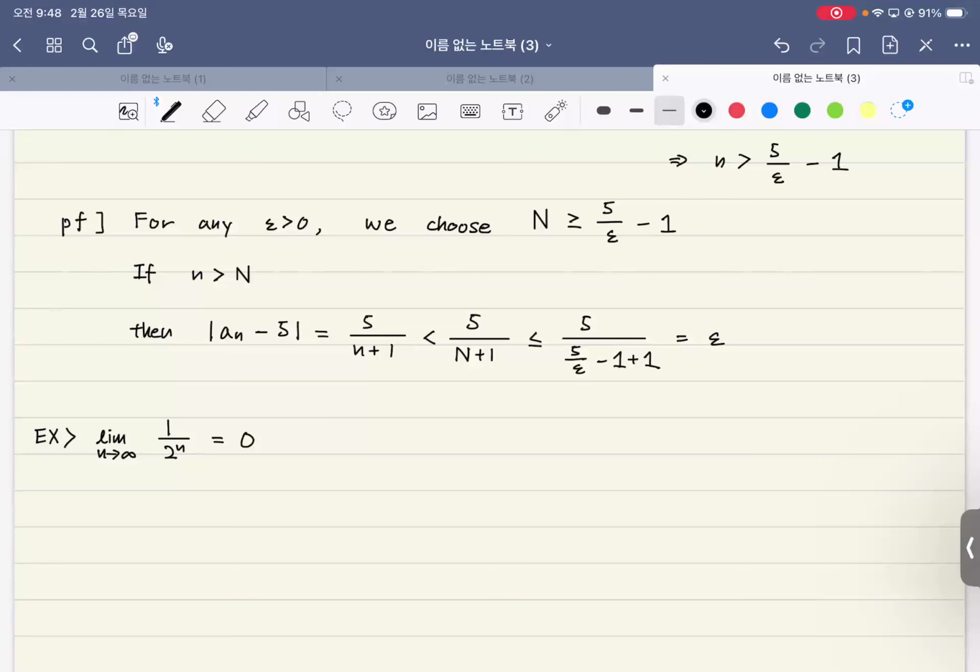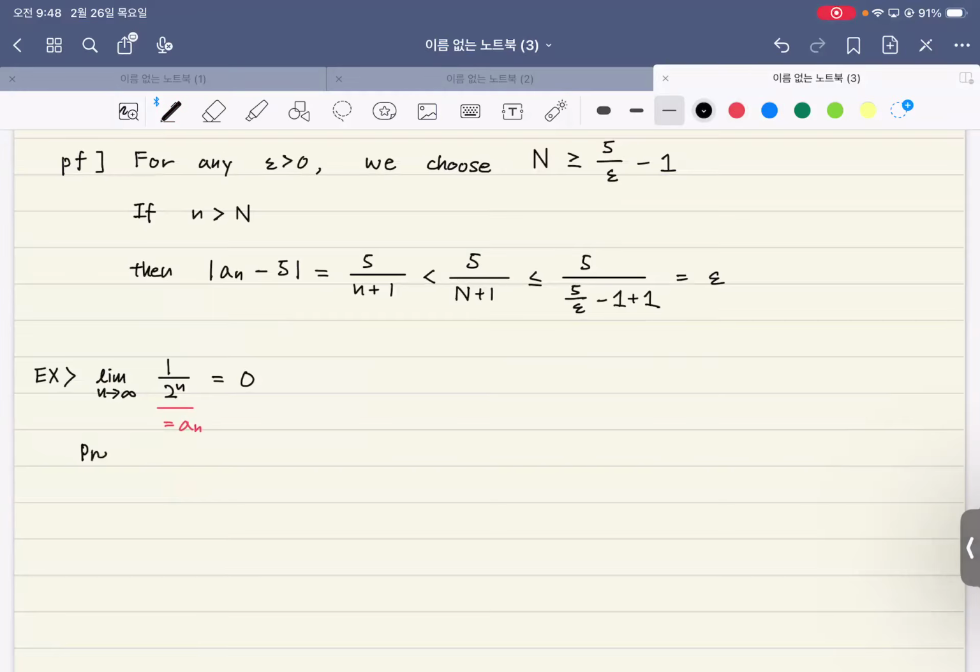Okay, another obvious exercise: 1 over 2 to the power of n is tending to 0 as n goes to infinity. Well, as always, I will give a name for this sequence. This is my a_n. Again, I will begin with the preliminary analysis, the reverse engineering. So I am looking for the condition on n, under what condition the distance between the sequence and the limit is less than epsilon.